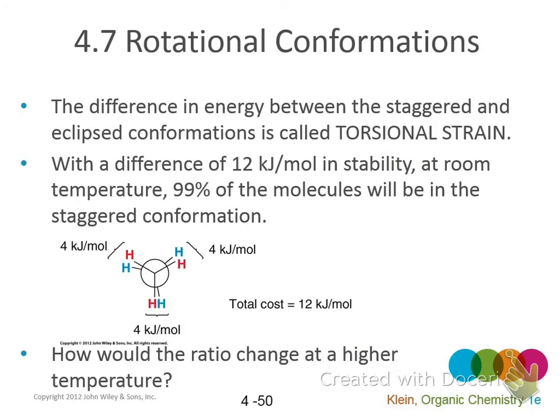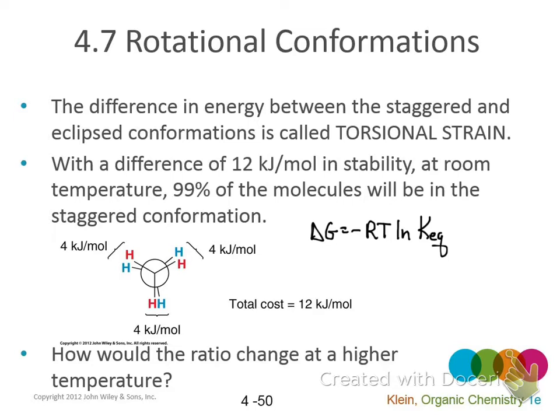So it turns out, maybe you guys don't want to do this. You remember this? Delta G is equal to minus RT ln K EQ. No! I'm not going to make you do it. It's not hard. You stick 12 kilojoules per mole in here, and you divide by R and T, and you get the equilibrium constant. And what you're going to find out is the equilibrium constant is going to tell you that 99% of the molecules are in the staggered conformation at room temperature.